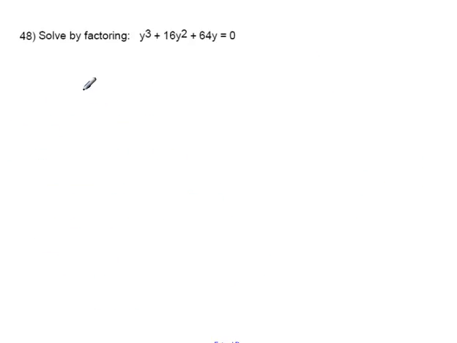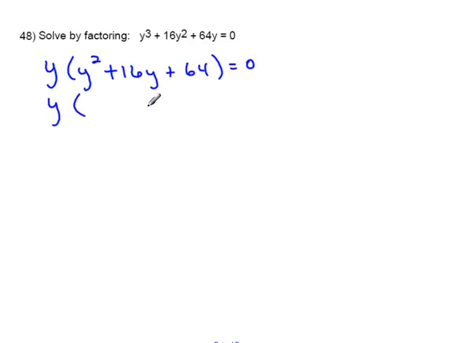Okay, another solve by factoring problem. It is already equal to 0. That's great. So now we just need to factor using the techniques that we already know. We see a GCF of y, so we want to take that out. And now we're left with an easy trinomial that factors to y plus 8 times y plus 8. Factors of 64 that add to give you 16 are 8 and 8.